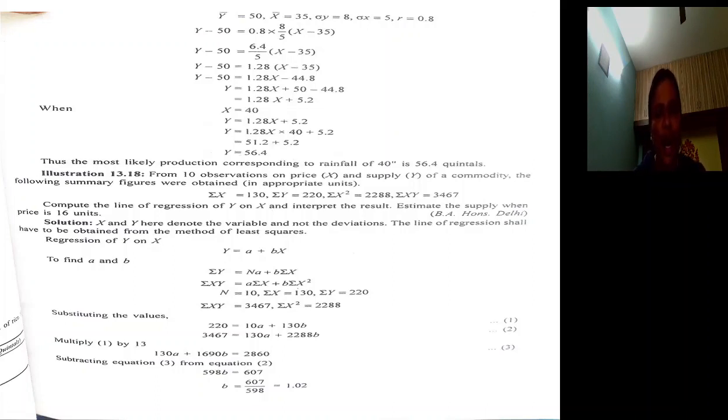So they have given some values relating to 10 observations of price, that is x, and supply, that is y. We have to come out with the line of regression y on x, give the interpretation for the answer we arrive at, and estimate the supply, that is y, when the price is 16 units. When we have data like this, we do not have information like x bar, y bar, standard deviation x, standard deviation y or r. We have information about summation x and summation y.